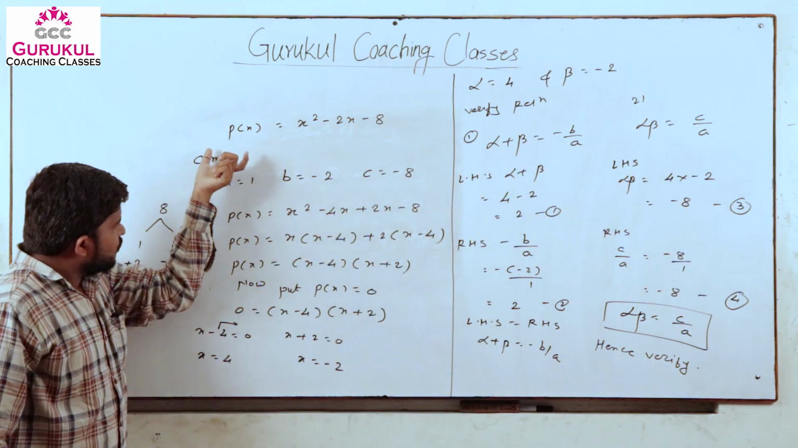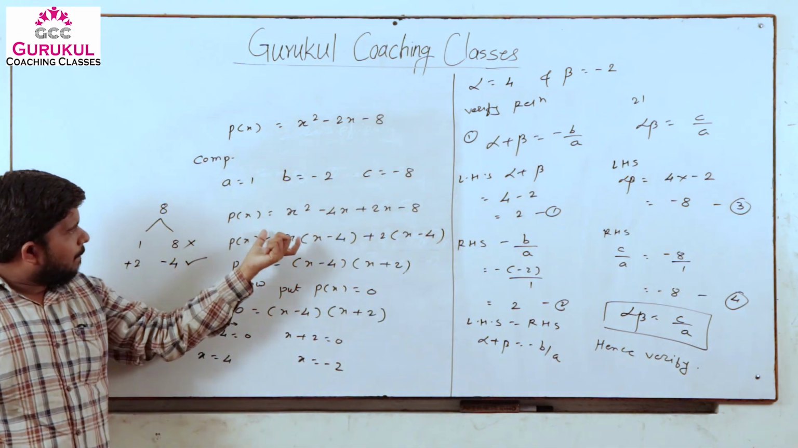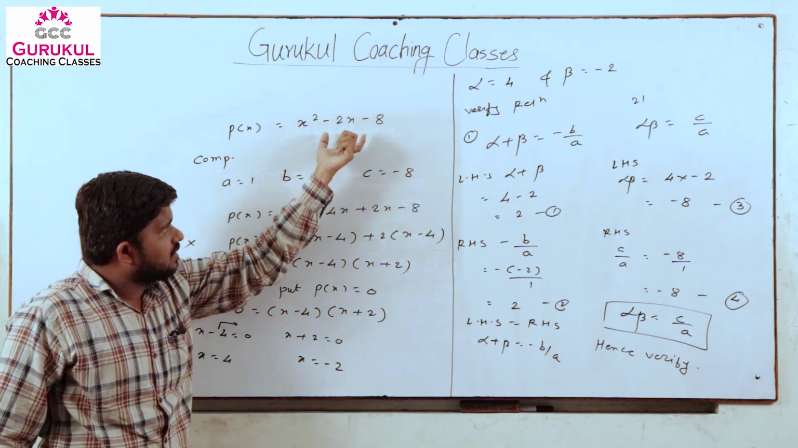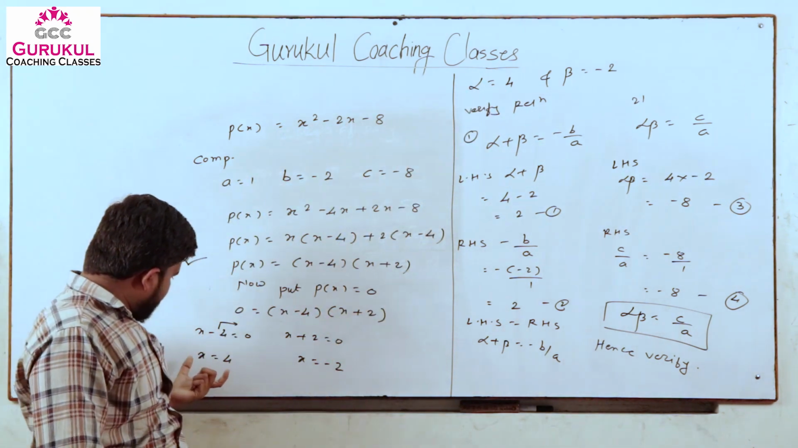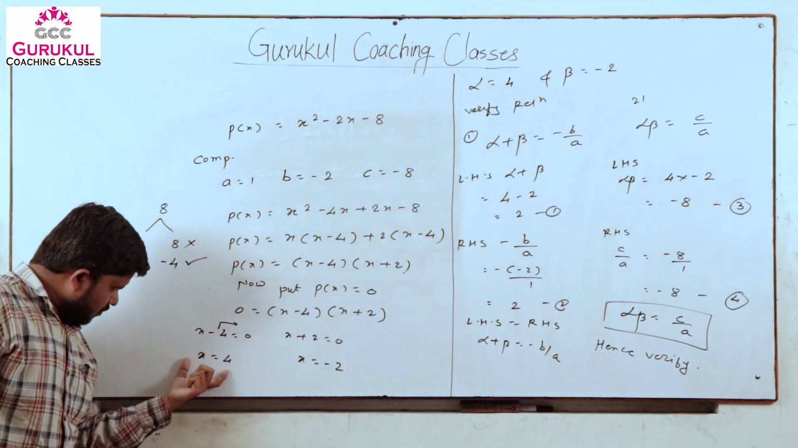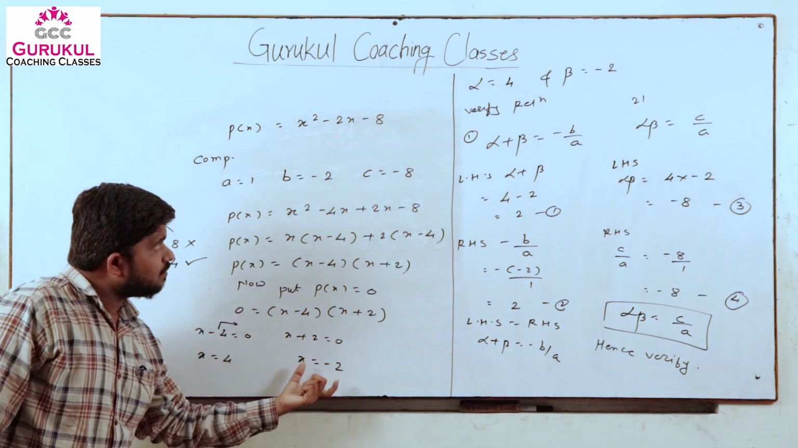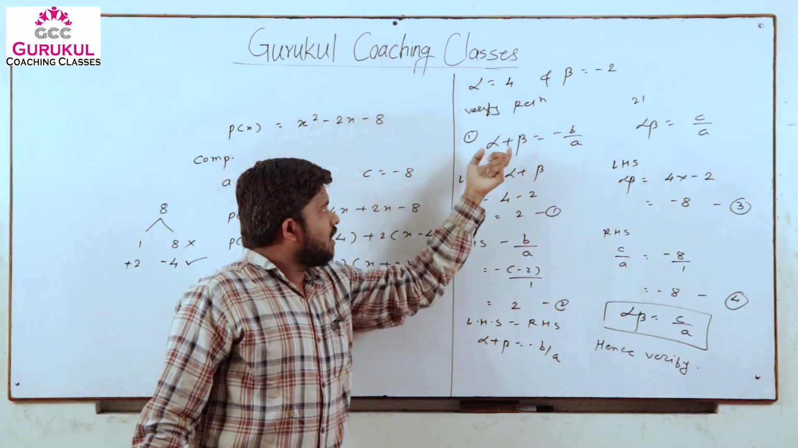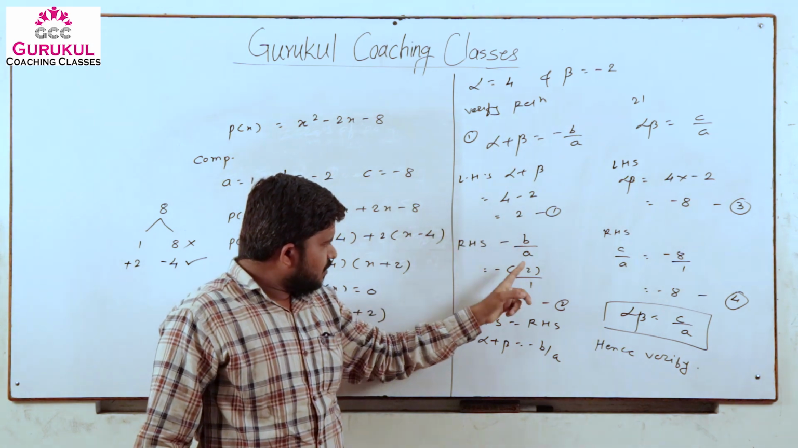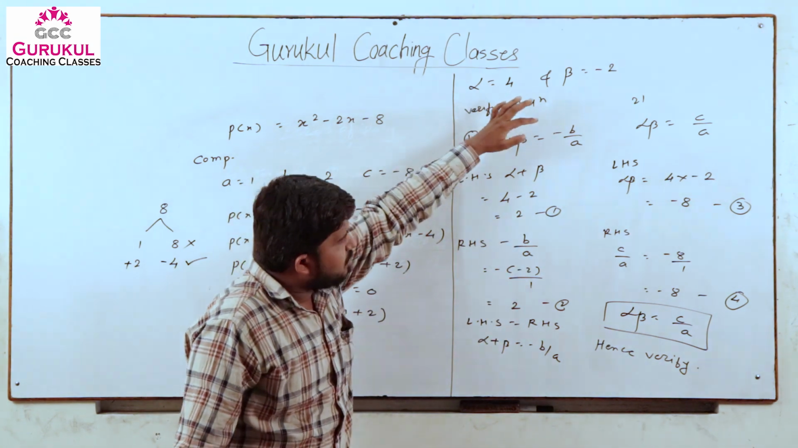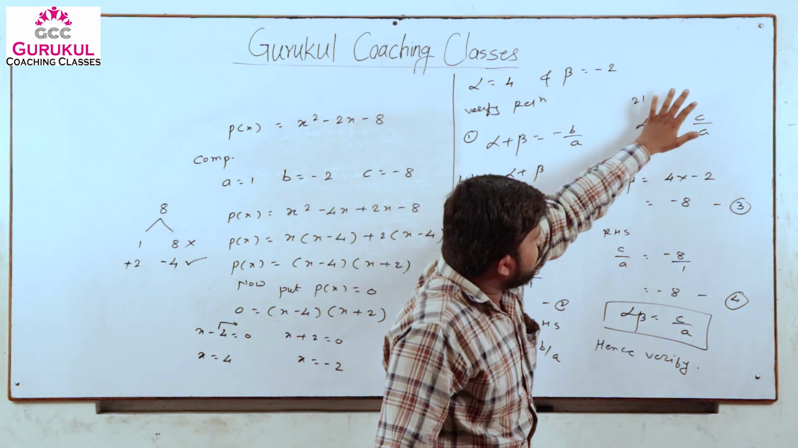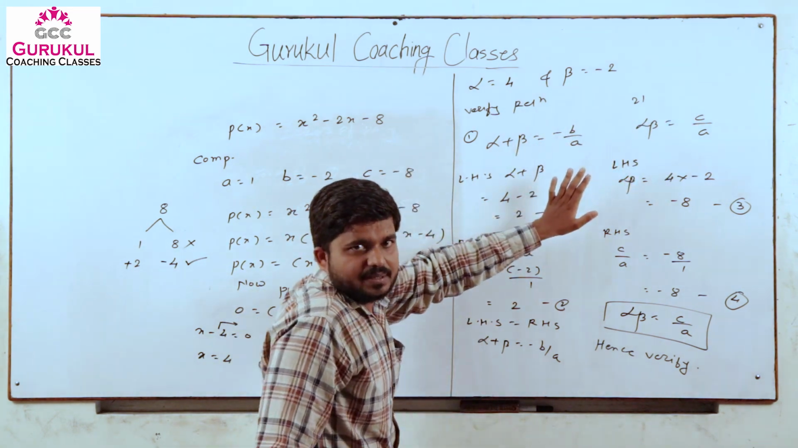These are the relationships between zeros and coefficients. First, find the zeros of the polynomial by using the splitting middle term or factorization method. Then x is equal to 4, x is equal to minus 2. One zero we say alpha, second zero we say beta. In the relationship, alpha plus beta is equal to minus b by a. Alpha plus beta is 2, minus b by a is also 2. So alpha plus beta is equal to minus b by a. Similarly, we can do product of zeros is equal to c upon a.